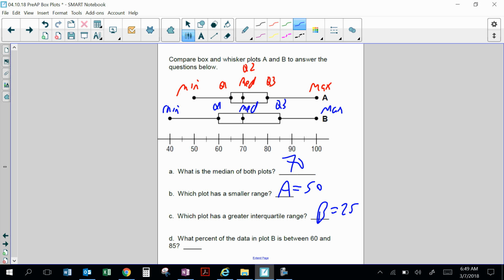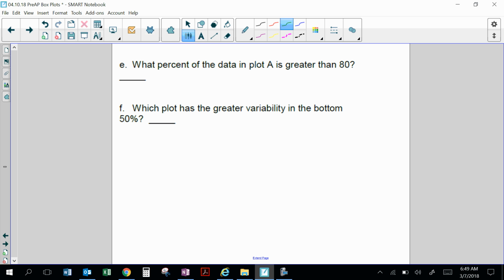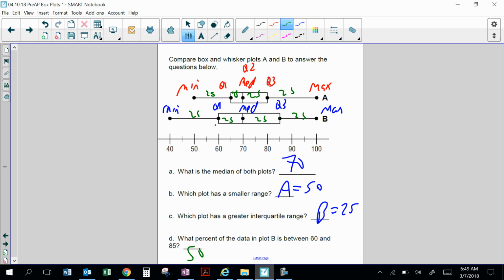What percent of the data? Ooh, we should have written a percentage here. 25%, 25%, 25%, 25% for each quartile. What percent of data in plot B is between 60 and 85? 50%. Two quartiles. What percent of the data in plot A is greater than 80? 25%.